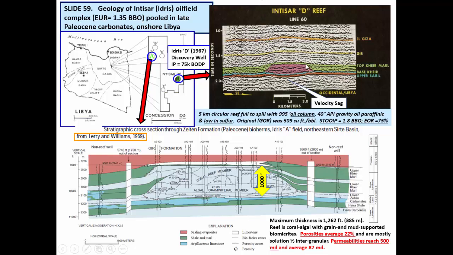And what's interesting here is usually under carbonates you get a kind of a pull-up. These carbonates are so porous you actually get a sag below them. Incredibly enough, you get a sag. 5 kilometer circular reef, full to spill, 995-foot oil column, 40-degree API oil, paraffinic and low in sulfur. Original GOR of 500 cubic feet per barrel.